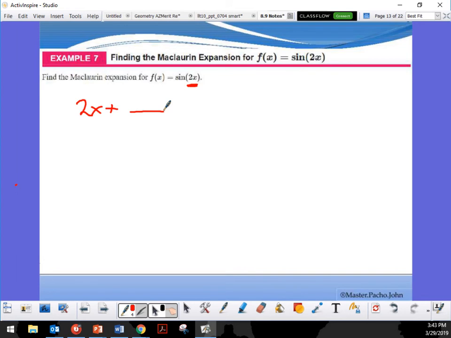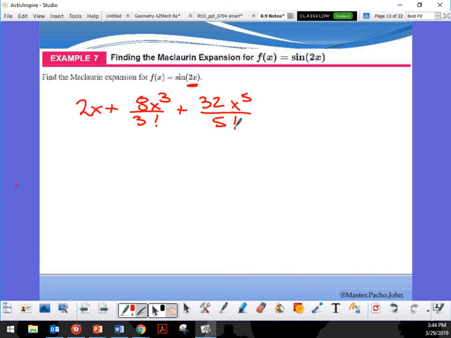So, but if it's x cubed, that's going to be 8x cubed over 3 factorial, right? Next one. X to the 5th? Yeah. So x to the 5th, right? So now it's going to be 2 to the 5th power, which is 32, x to the 5th over 5 factorial.